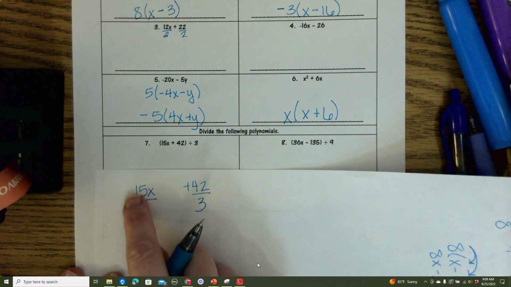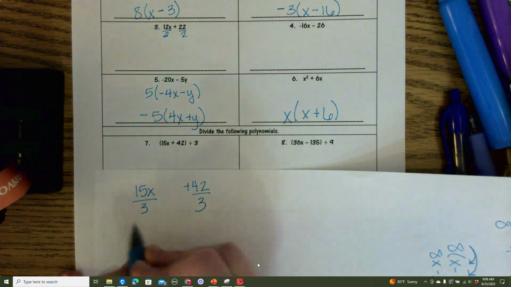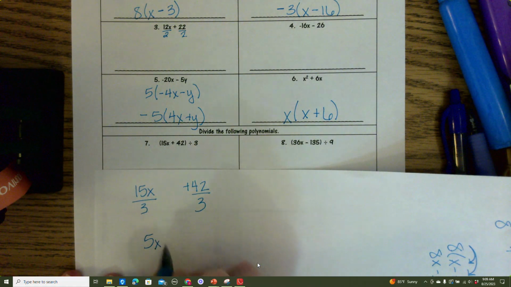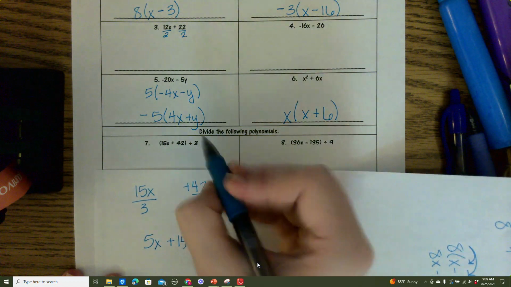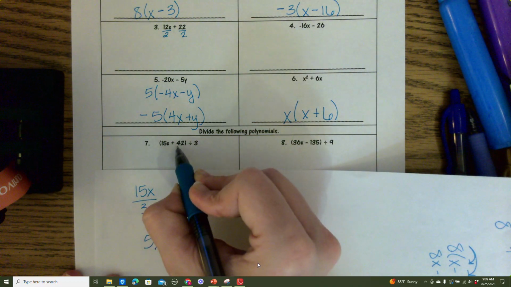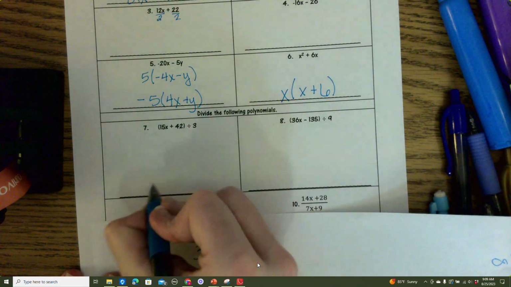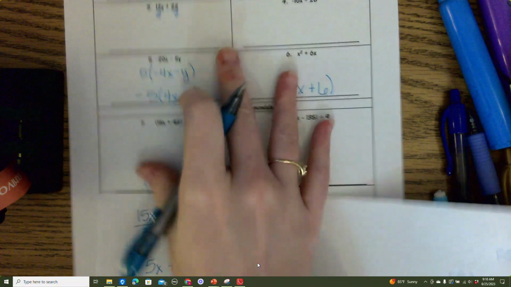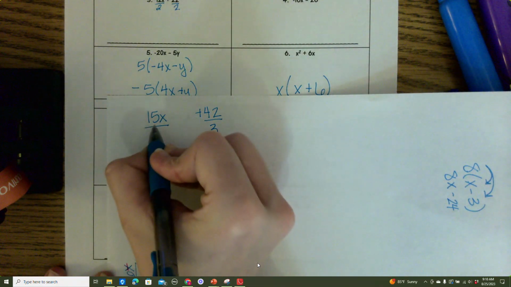And so all I do here is I do the math. So 15 divided by 3 is a 5, and then I keep the x. And then 42 divided by 3 is a 14. So when I divide 15x plus 42 divided by 3, my answer is 5x plus 14. You can do this with factors too if it looks better to your eyeballs.